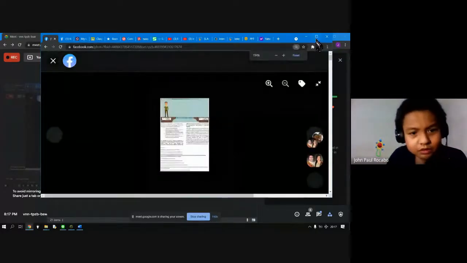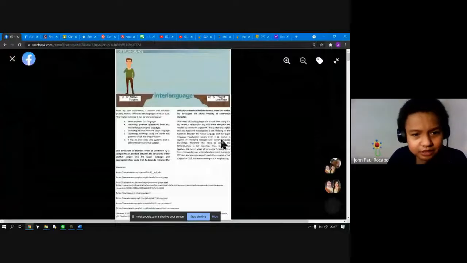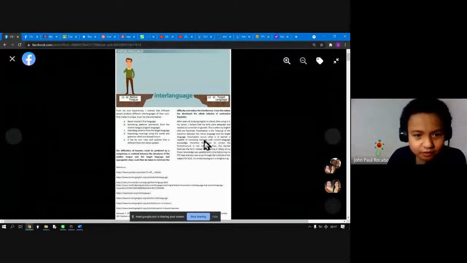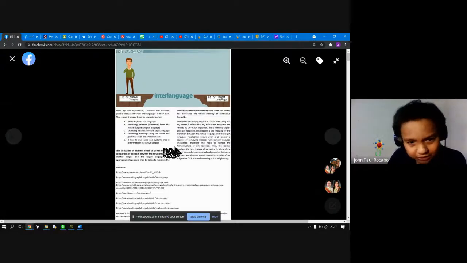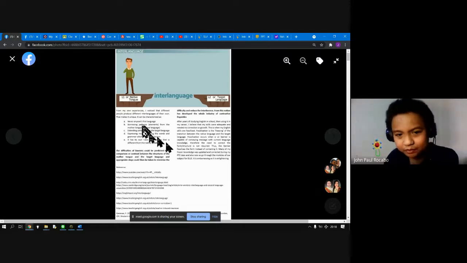Okay. So from my own experiences, I noticed that different people produce different interlanguages of their own. That makes it unique. So medyo mahirap siyang pag-aralan. It can be characterized as never anyone's first language, but borrowing patterns or elements from mother tongue, extending patterns from the target language, expressing meanings using the words and grammar which are already known. Nabanggit na kanina. It has its own rules and systems that is different from native speakers.